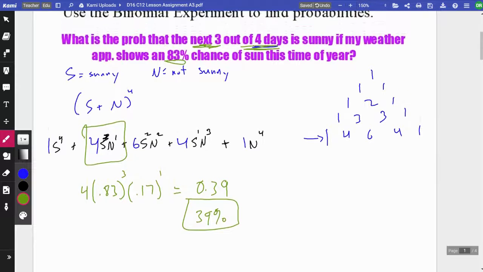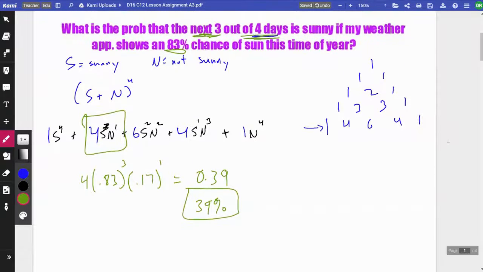And this should make some sense if you think about it. You have an 83% chance, which is, granted, a pretty decent chance of something happening. And that's for 1 day. Now we're going to try and string out, not necessarily 3 in a row, but at least 3 out of the next 4 days. And exactly 3 out of the next 4 days. So it could be sunny, sunny, and then not sunny, and then sunny. And that would count. It's not consecutive, but it is 3 out of 4.